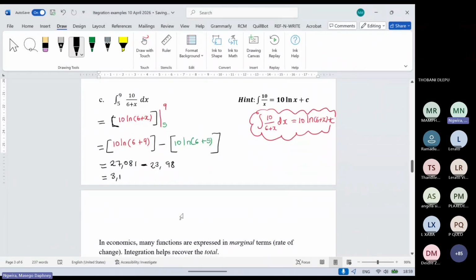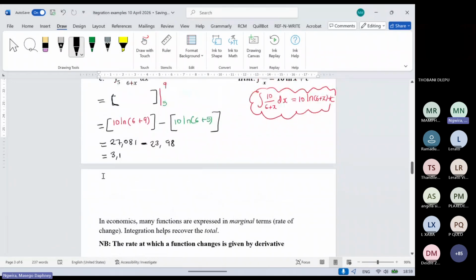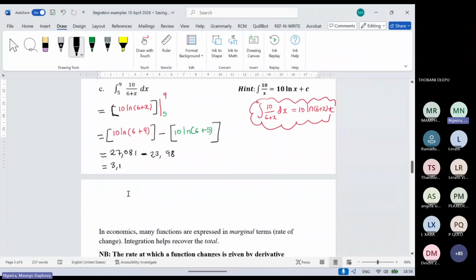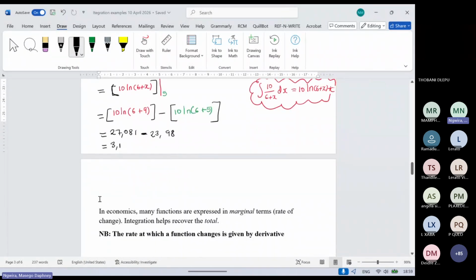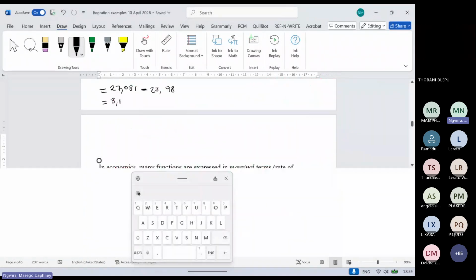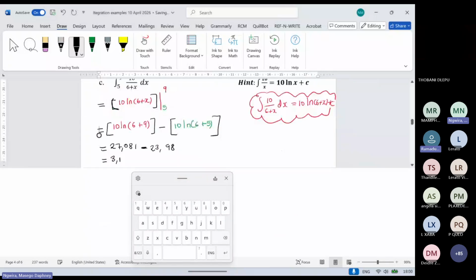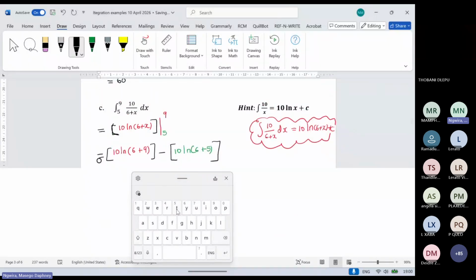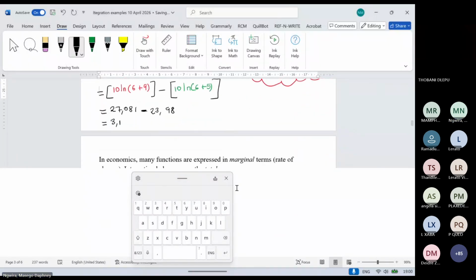And then we move on to, let's look at this application. I didn't take all the questions. I'm just doing a few so that when you do your assignment, it can be a bit easy.